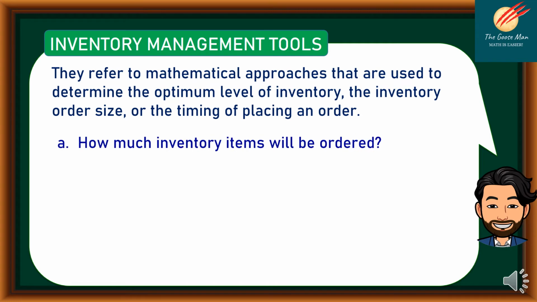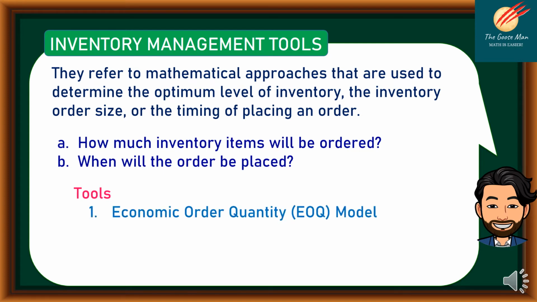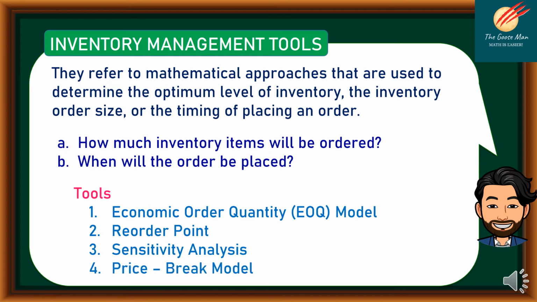So there are two questions that we would like to answer. First one is how much inventory items will be ordered. And the second one is when will the order be placed. So here are the tools that we will discuss. We have the economic order quantity or EOQ model. Number two is reorder point. Number three is sensitivity analysis. And number four is price break model. For our discussion, we will limit this only to two: the economic order quantity model, and reorder point.